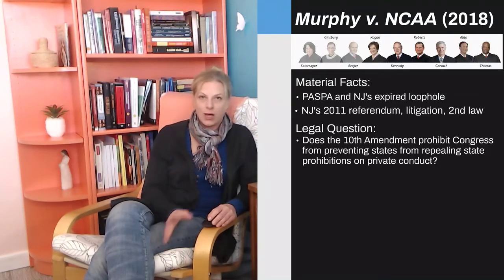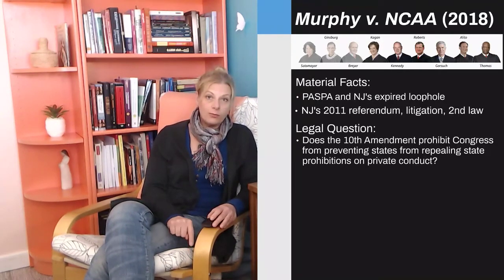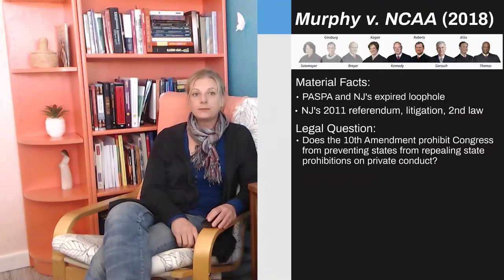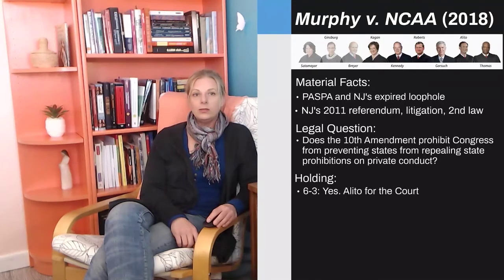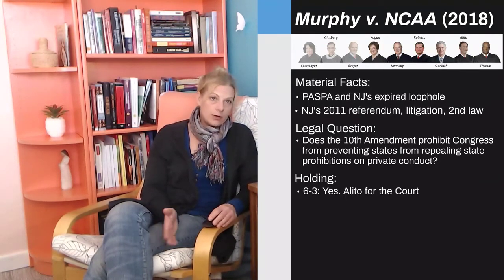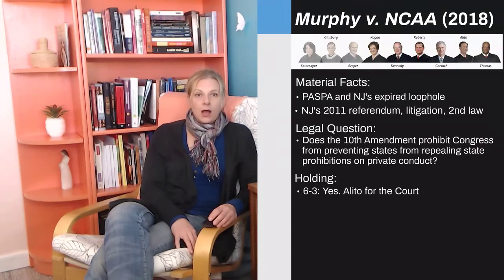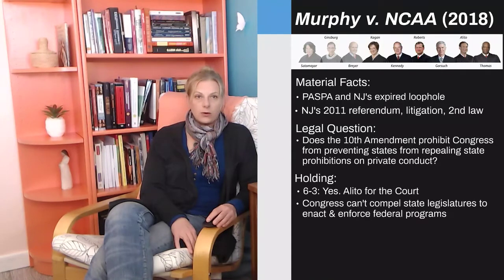So this is a little convoluted, but basically it's asking whether the Congress had the power under the 10th Amendment to keep New Jersey from legalizing sports betting. And I don't know that it's a terrible surprise, but the holding here is a 6-3 decision. You can see, it's mostly the conservatives there, with a couple of additions, including Justice Kagan. The holding is 6-3, and Alito writes for the court.